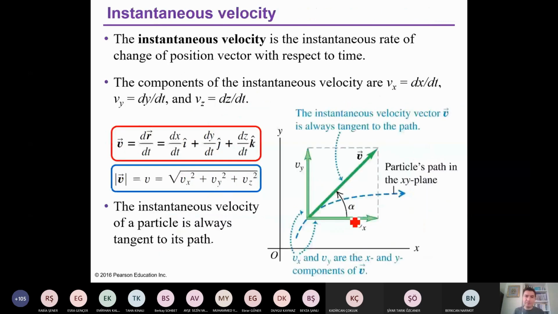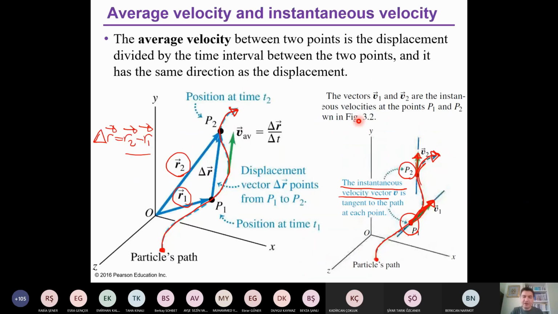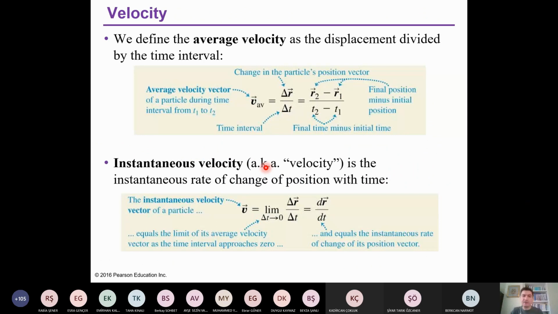Now let me continue. Instantaneous velocity is the instantaneous rate of change of the position vector with respect to time. And it also has components. We can write the components like this. The x component of instantaneous velocity is given by dx over dt. Look at the definition. Can you see the definition here? The instantaneous velocity vector of a particle is given by dr over dt, the time derivative of the position vector.